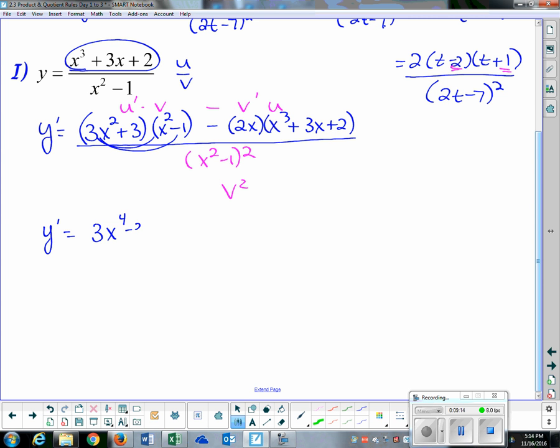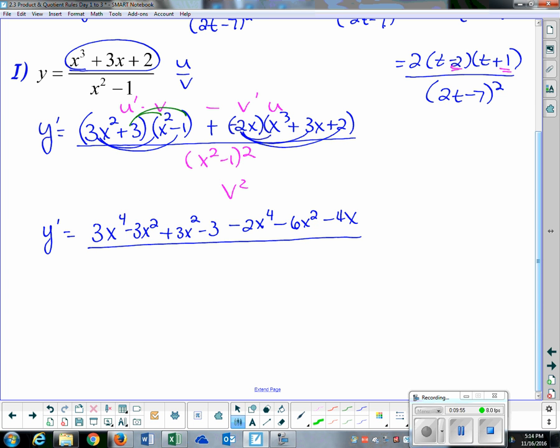3x to the 4th minus 3x squared covers the first term distributing. And then let's distribute the second term through. That's going to pick us up a plus 3x squared minus 3. Once again, I'm going to go plus negative so that my negative gets pushed through. And it's going to be negative 2x raised to the 4th as it multiplies, minus a 6x squared. That was from there. And then the negative 2x times positive 2 will make negative 4x, divided by our x squared minus 1 quantity squared.